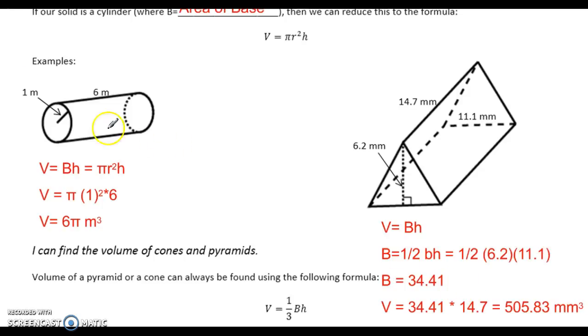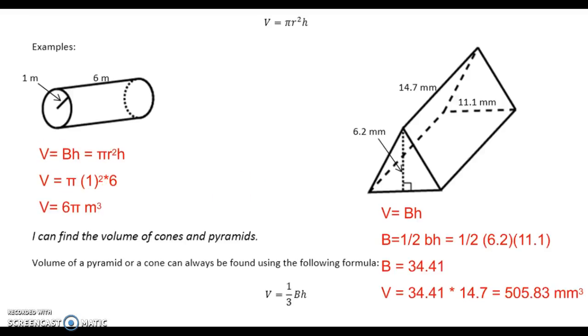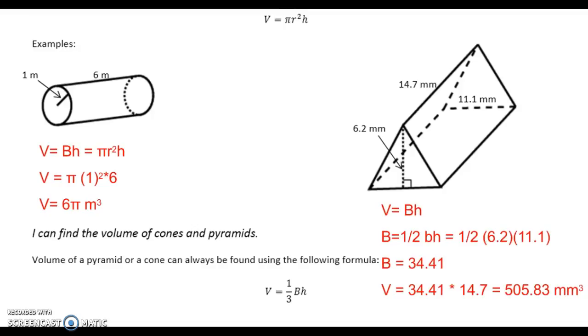Plug it into a calculator, I get 34.41. So volume equals area of the base, 34.41, times the height of the prism, which again, the height of the prism is this right here. It's perpendicular to the base of the prism, so it's 14.7, and I end up getting 505.83 millimeters cubed.